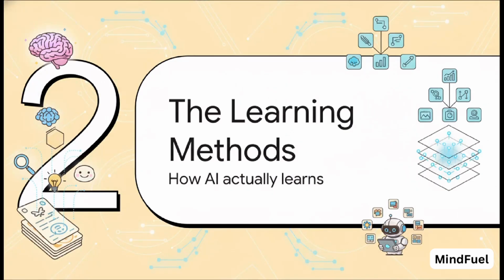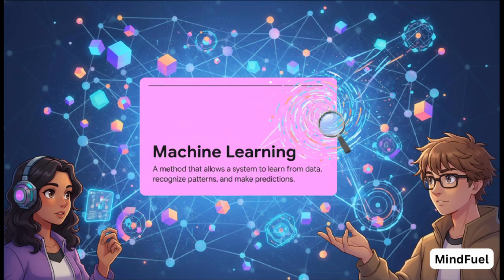All right, so we've got our recipe and our ingredients. Now for the fun part. Let's look at how the AI actually uses them in the learning process. This is where we get into the different methods AI uses to turn all that raw information into what feels like real intelligence. So the most common way is something called machine learning. And the name pretty much says it all, right? The whole goal is to let the machine learn for itself.